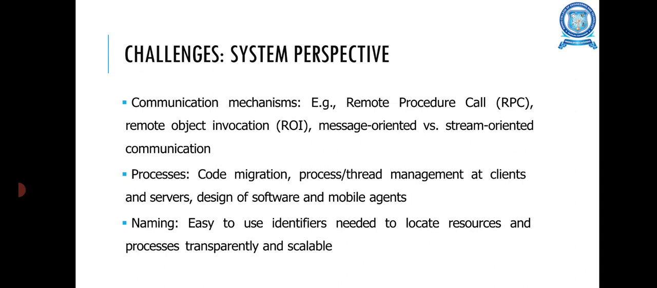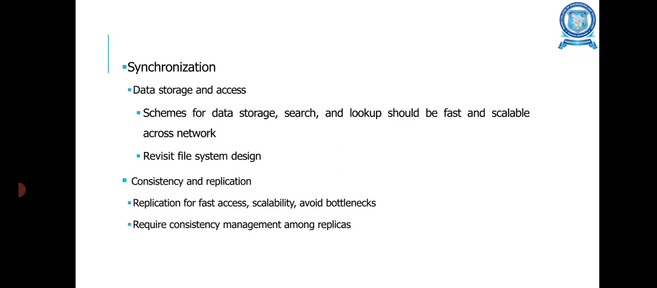The next one is the naming. That means easy to use identifiers are needed to locate particular resources and processes transparently and scalably. Then the next one is synchronization. Synchronization means the mechanisms for synchronization or coordination among the processes are essential. That means mutual exclusion is the classical part.